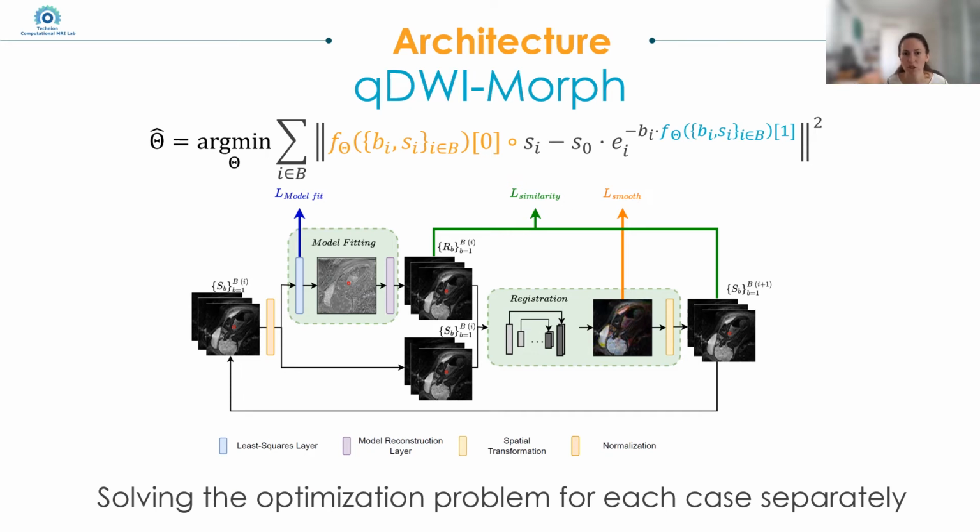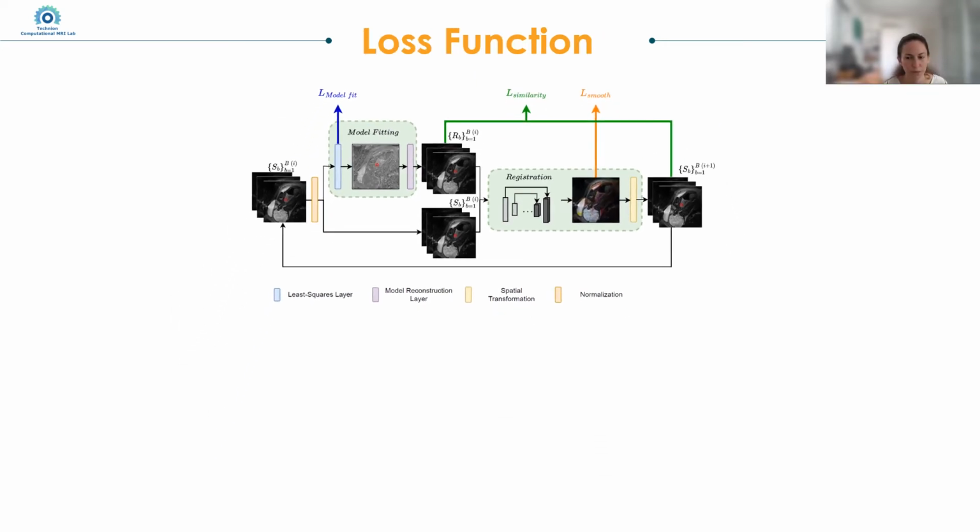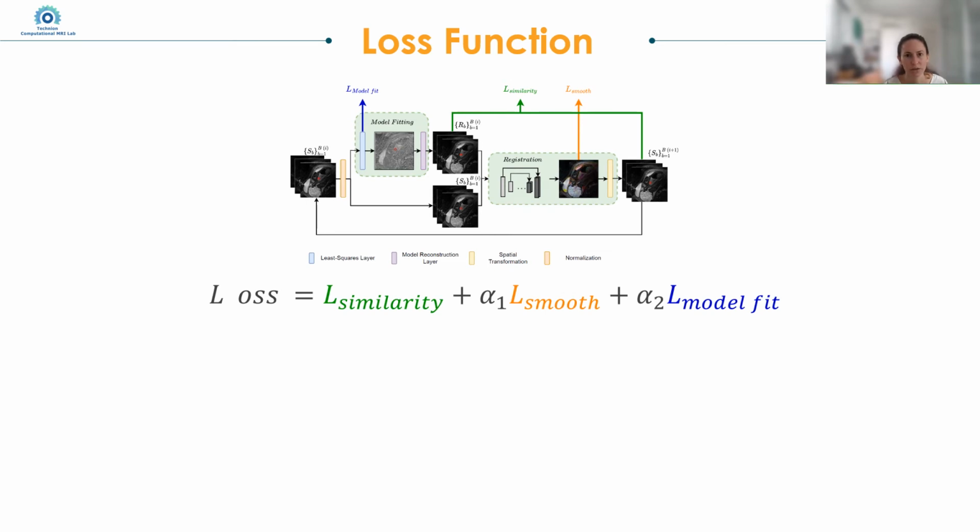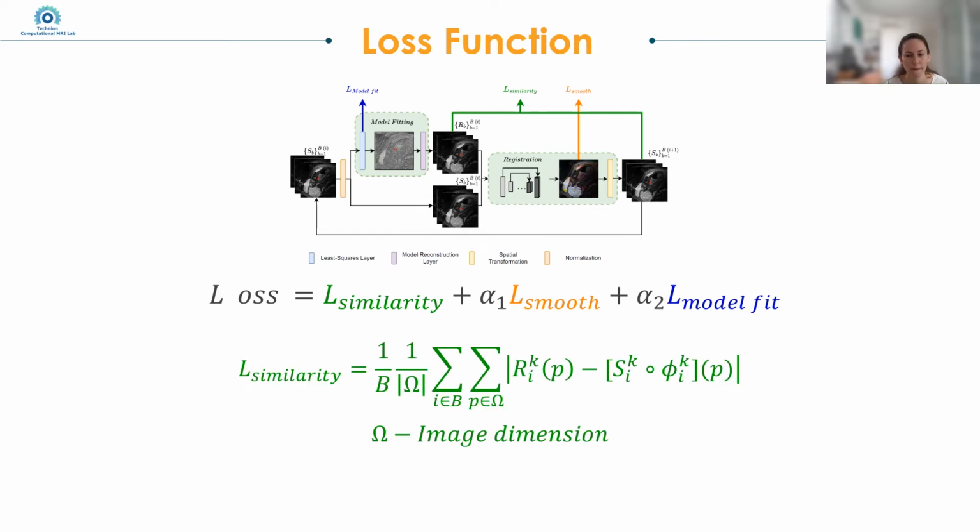We solve the optimization problem for each case separately, so no training process is involved. Our loss function consists of three terms: similarity loss, smoothness loss, and model fit quality loss. Minimizing the similarity loss will encourage the images to be similar to the corresponding model images reconstructed by the model fitting layer. This loss alone may generate a non-smooth displacement field that is not physically realistic.